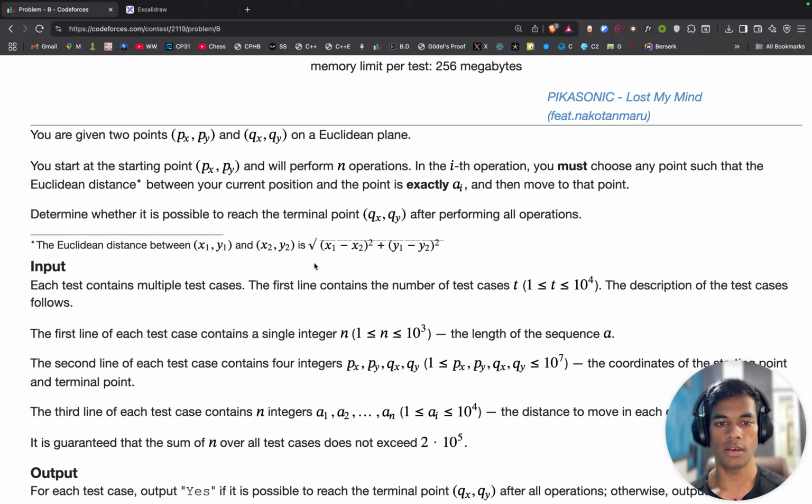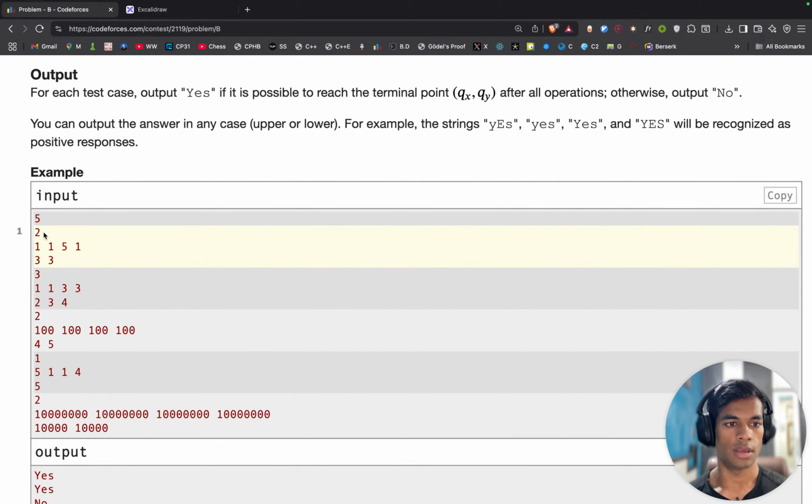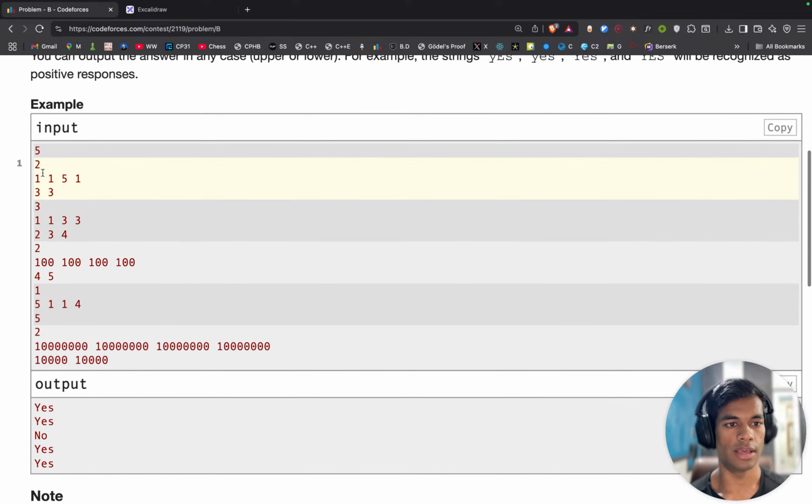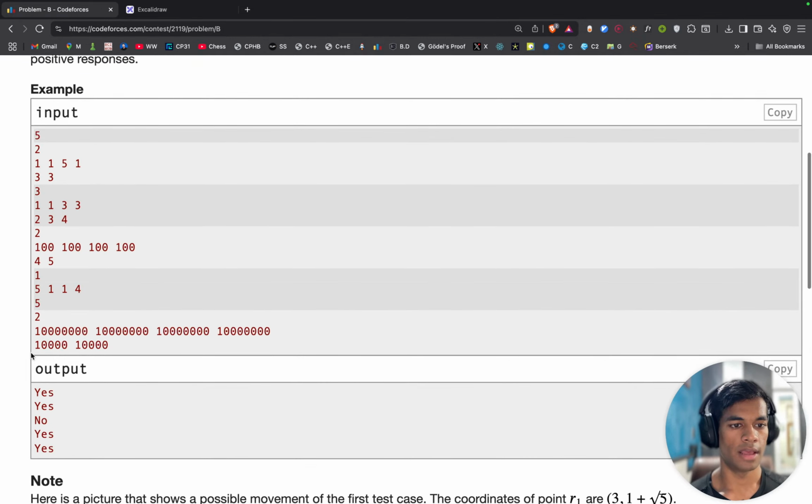So we have an array of distances, a starting point, in this case, which is this, and an end point, and then we have a certain amount of operations that we could perform. So from the starting point, I can move three Euclidean distances in any direction that I want, and then again 3 Euclidean distances in any direction that I want, and I have to figure out, can I reach the end point after performing these operations? And if yes, then yes, and if no, then no.